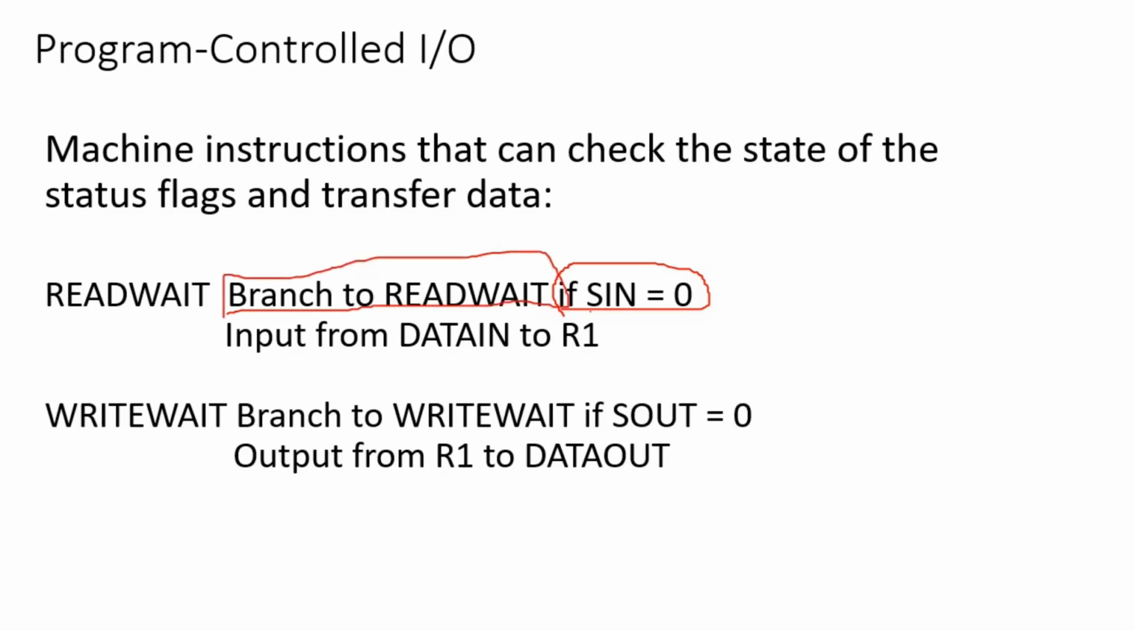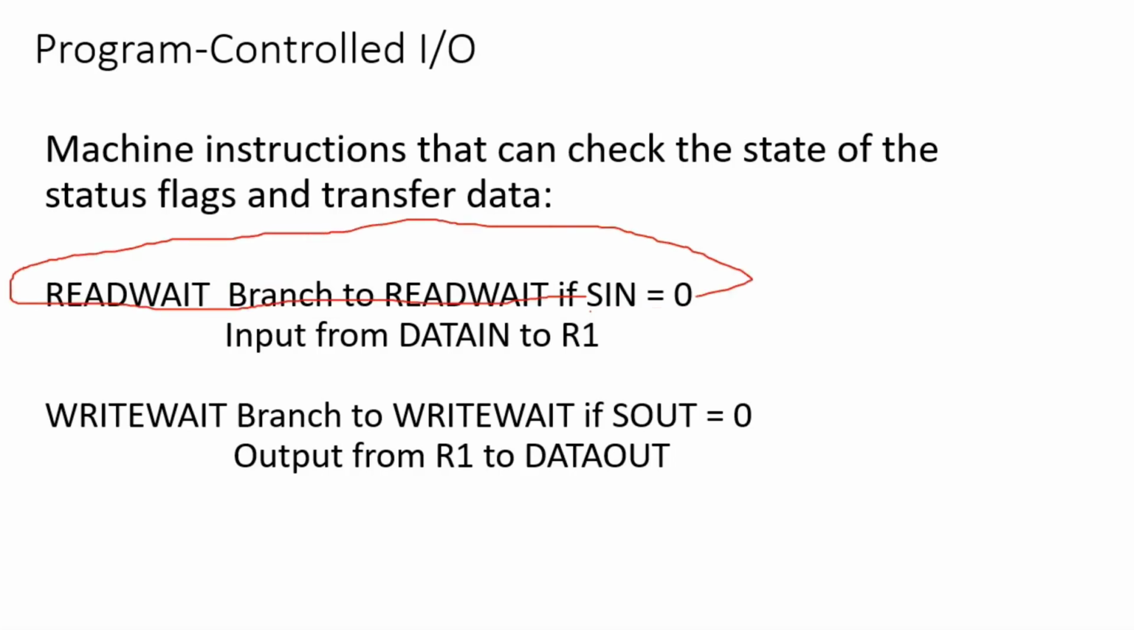And where is the read wait label? The read wait label is here only, in the same instruction. That means if S in is 0, the processor keeps waiting and checks S in once again. So the processor keeps checking whether S in is 0. If it is 0, again it keeps checking S in until it becomes 1. It is something like executing the same instruction again and again if S in is equal to 0, checking whether S in is 0 again and again. Once S in becomes 1, the processor comes to the next statement and transfers data from the data in buffer of the keyboard to a particular register of the processor.